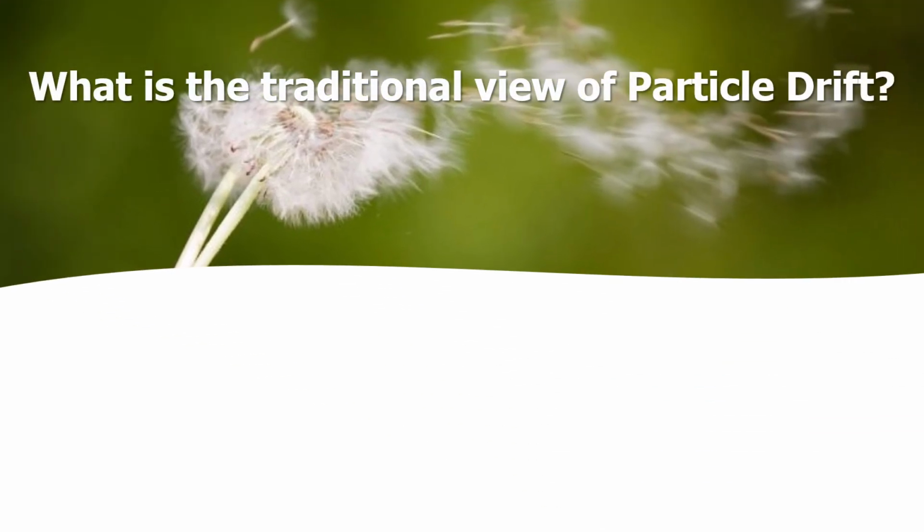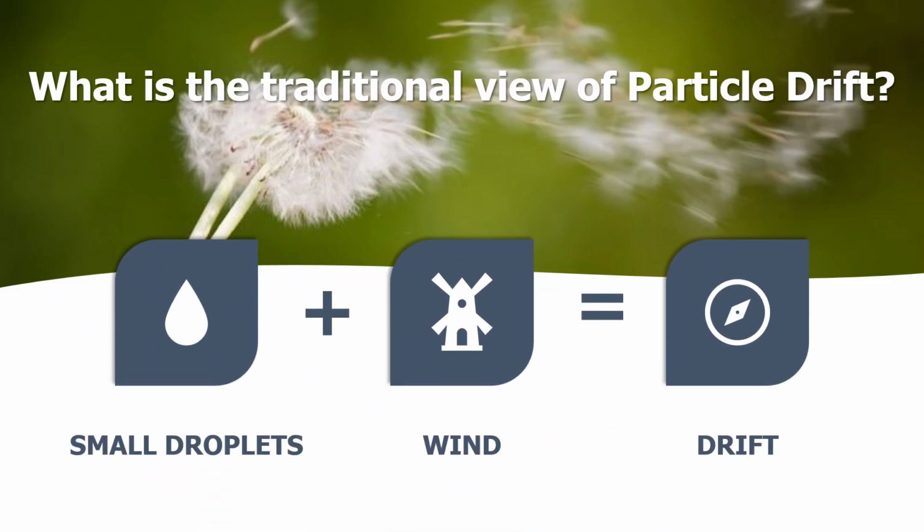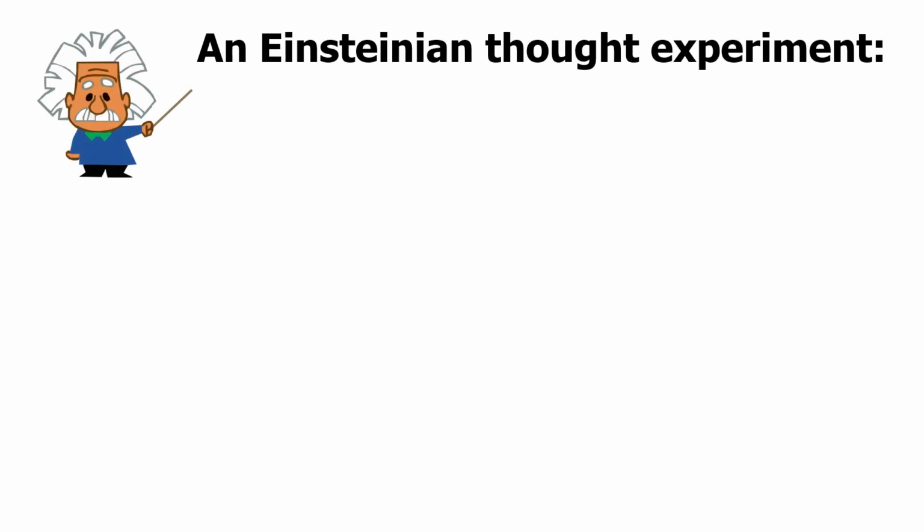I'm sure you're all rolling your eyes at the moment. Yeah, we get drift. We've lived on the planet. That's how we think about drift. You take a small droplet, you add wind, you get drift. Now that leads us to think wind is bad. But I just want to tweak your imagination for a moment. Einstein used to do things called thought experiments. Basically, he just used his imagination, and we're going to do that.